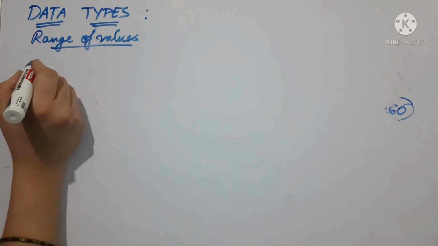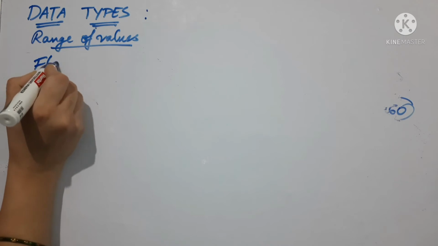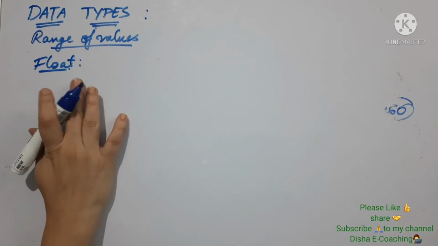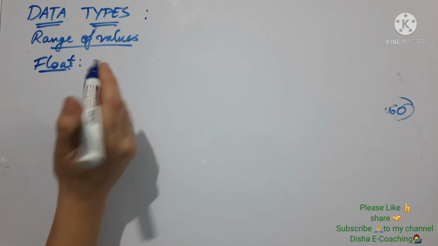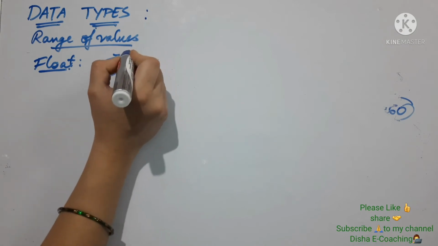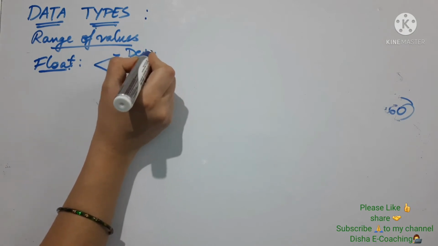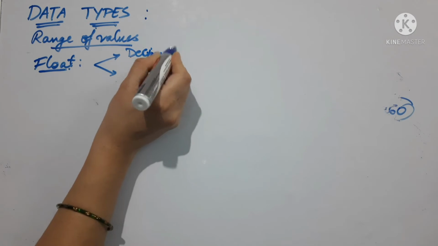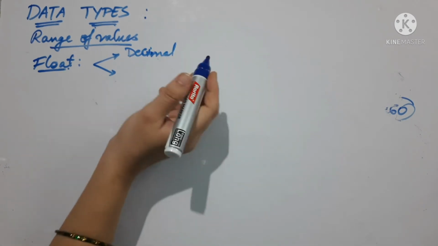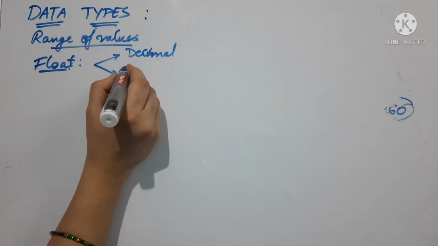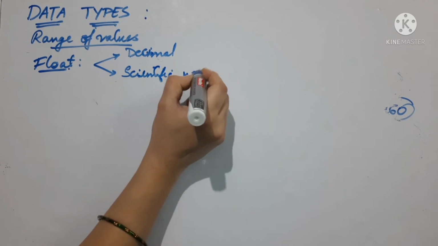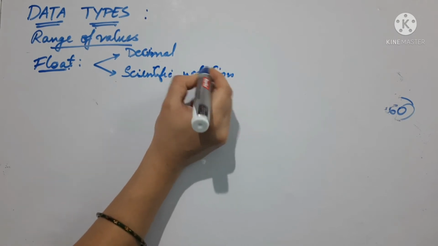Now let us discuss the range of values for floating point numbers. So floating point numbers are basically my decimal numbers. Now these floating point numbers can be expressed in two forms. One is the normal decimal notation, that means the fixed form. The decimal form is also called the fixed form, or you can have a scientific notation. So these are the two ways of expressing float numbers.